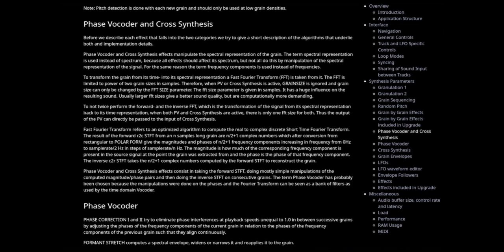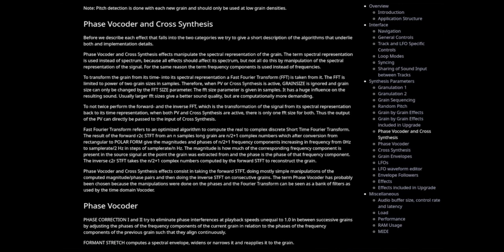Phase vocoder and cross synthesis effects consist in taking the forward STFT, doing mostly simple manipulations of the computed magnitude phase pairs, and then doing the inverse STFT on consecutive grains. The term phase vocoder has probably been chosen because the manipulations were done on the phases, and the Fourier transform can be seen as a bank of filters as used by the time domain vocoder. Phase vocoder.